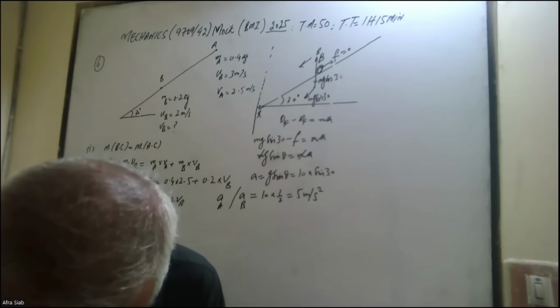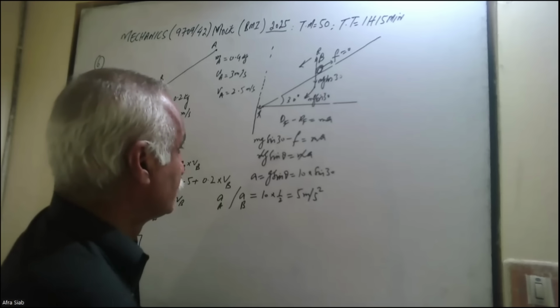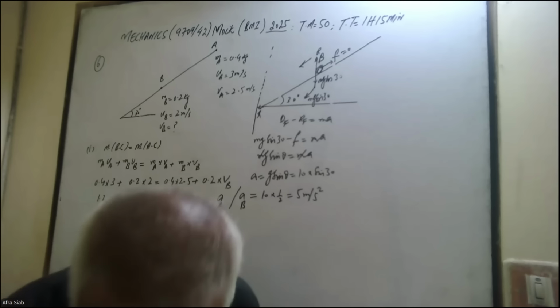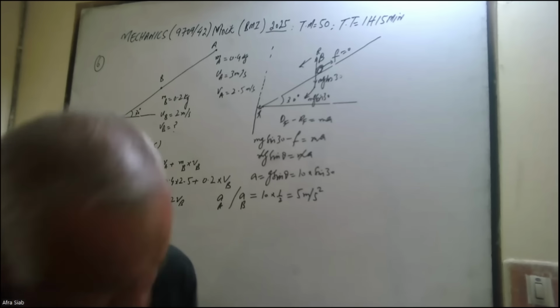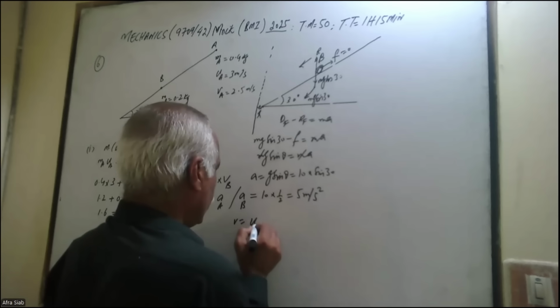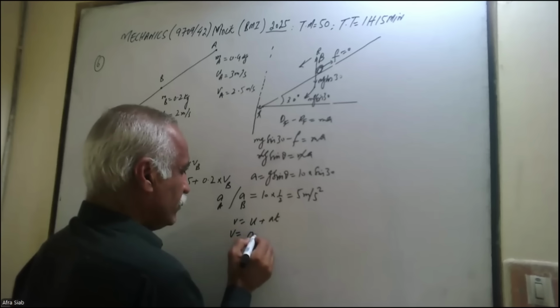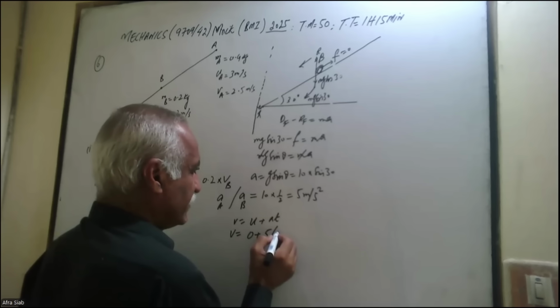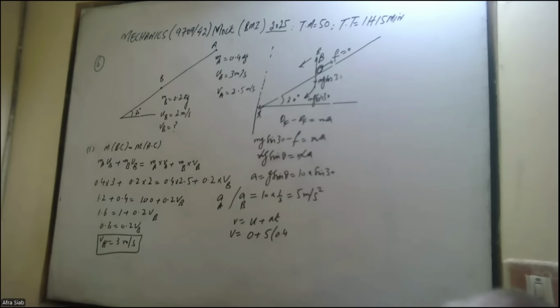So first of all, the velocity of B when it hits the barrier, we can calculate it like this. We are given it starts from 0. So v is equal to u plus at. So v is equal to, u is 0, acceleration is 5, and the time there is equal to 0.44.